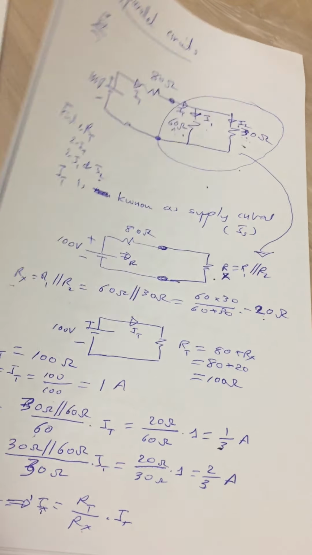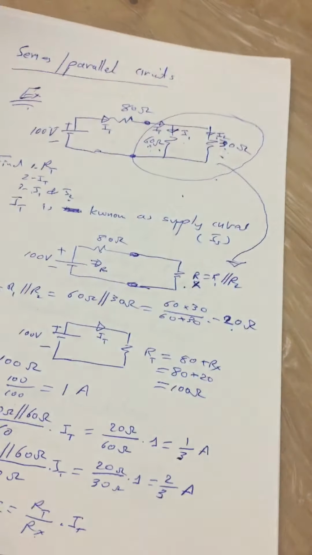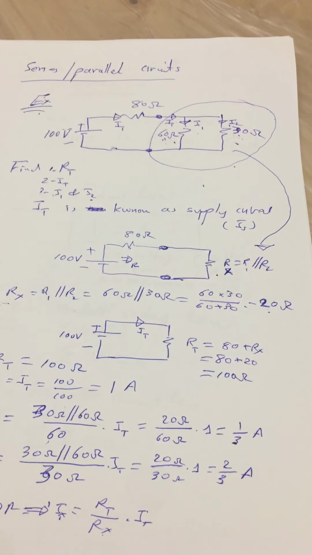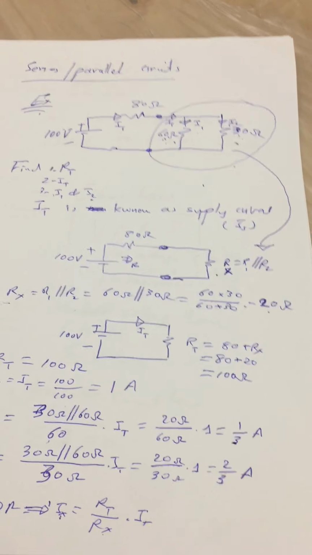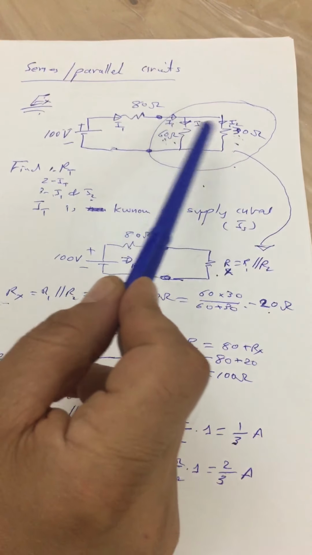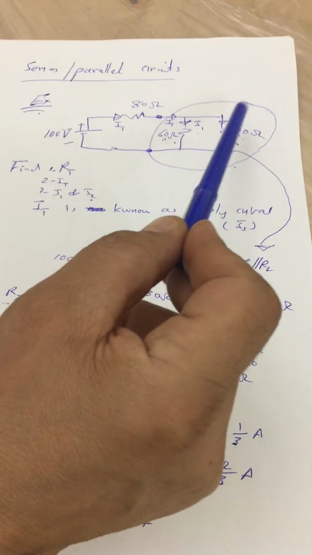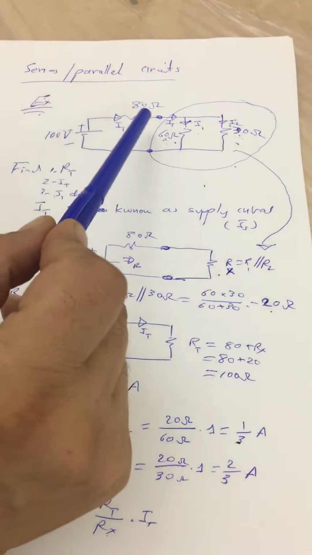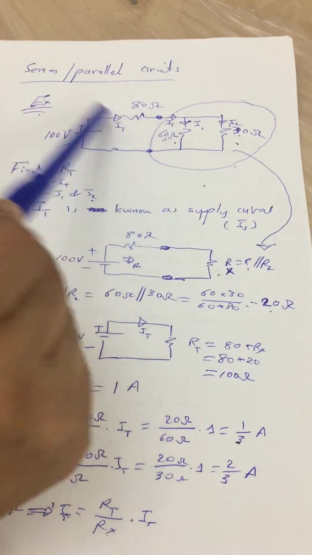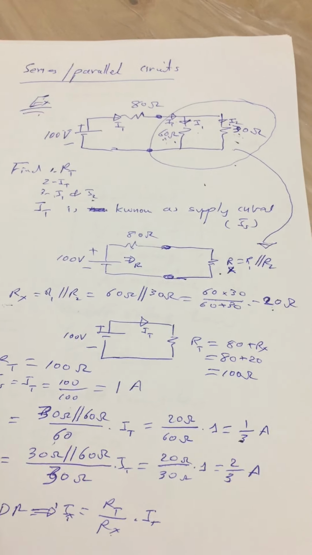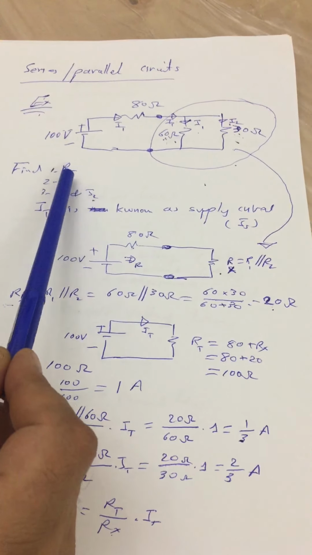Okay? Now let's look at the series parallel circuits, which means that we have a combination of connections, series and parallel. In this example, we have two resistors, 60 ohms and 30 ohms, connected in parallel, and then connected in series with 80 ohms to a voltage source of 100 volts. Fine. We want to determine R total.